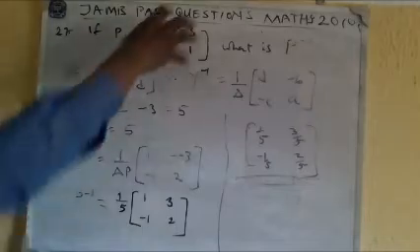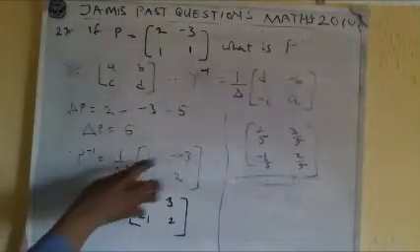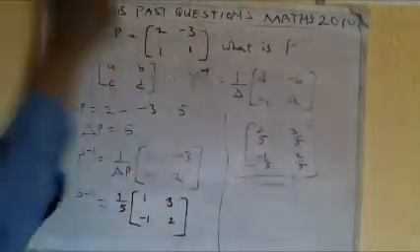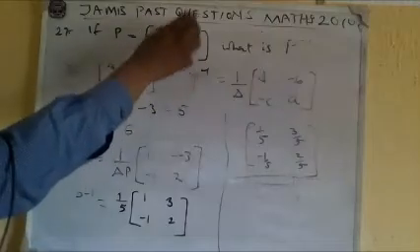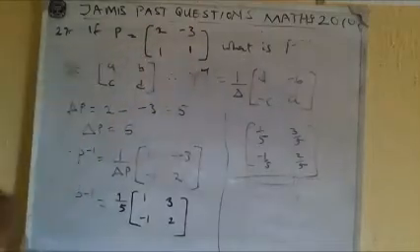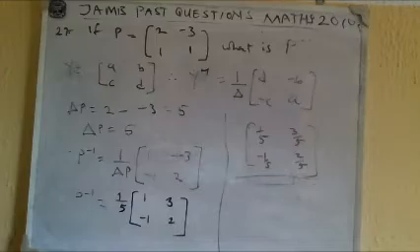Just get the determinant first. When you get the determinant, 1 over the determinant, then swap the positions. This one goes up, this one comes down, then this one takes minus, this one takes minus at the same time. All right. So we go on to the next one.